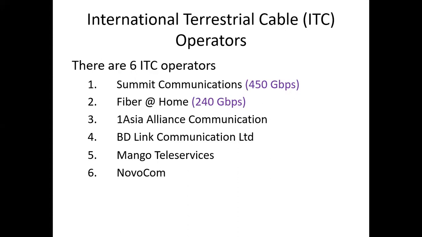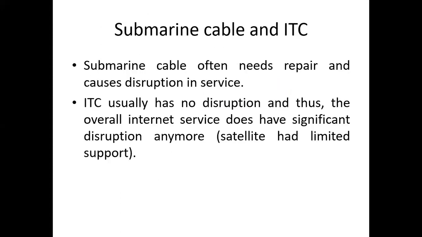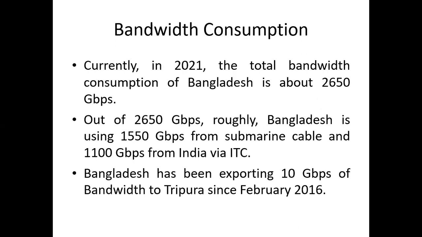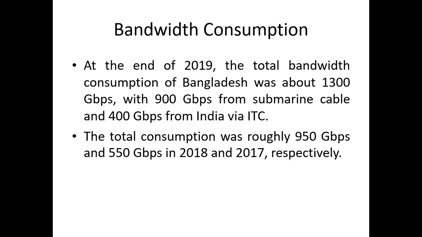Anyway, nowadays the use of satellite for internet has become much narrower, but some private organizations have their own connections using VSAT, secure own connections they maintain. So we have two options, submarine cable and ITC, mainly. Satellite has limited use. So now I'm showing you how the bandwidth is split between the submarine cable and ITC.